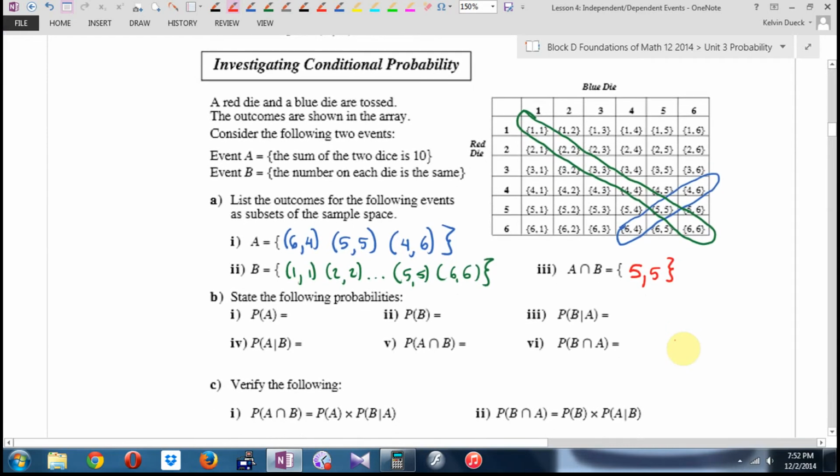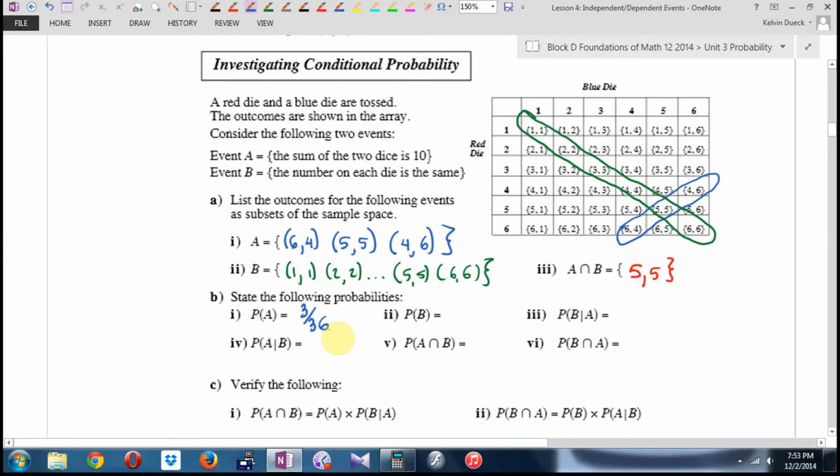So let's state the following probabilities. What's the probability of event A? That's the one that I circled in blue. 1, 2, 3 circled out of a total of 6 by 6, out of 36. The probability of event A is 3 out of 36. If you can count it, you can solve it.